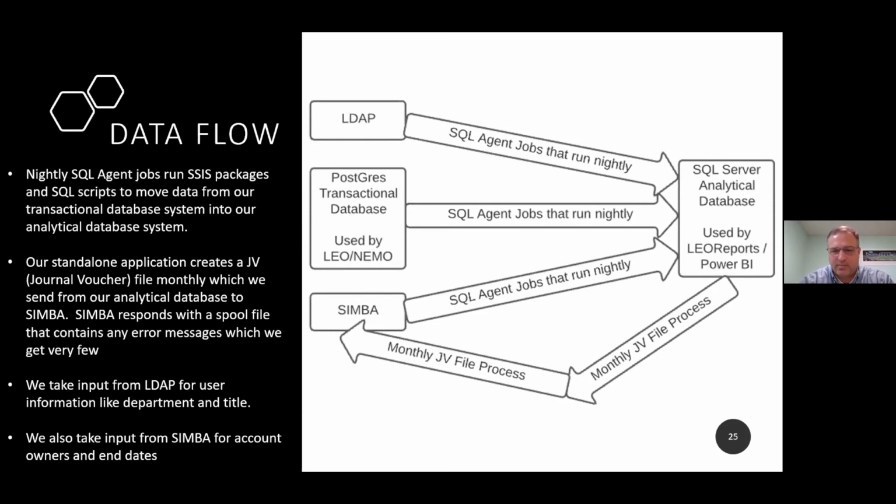The LDAP data provides us with information about our users, like their department and title. We also use Simba data as a data source to get account owners and end dates. We also pull data out of our department's org chart to develop a supervisor reporting role so supervisors can see the data of their direct reports. Next slide.